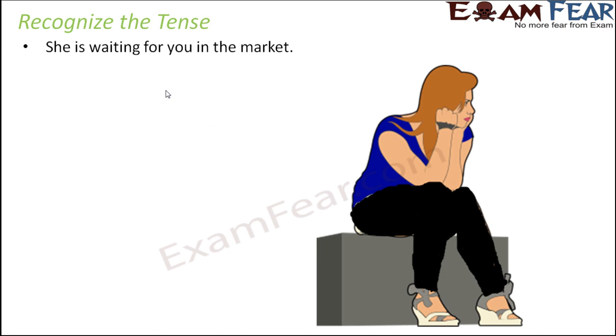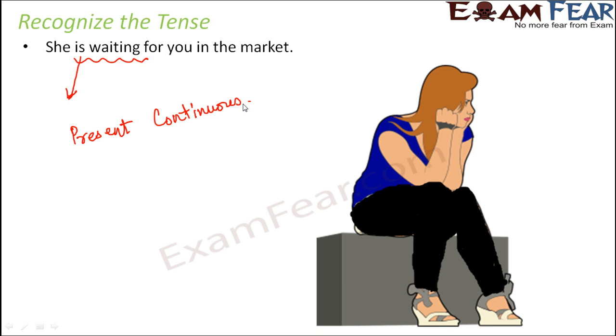Let's move on. She is waiting for you in the market. So in this case, where is the verb? You have is waiting. So do you have the ing verb here? Yes, wait plus ing, waiting. So this has to be either continuous or perfect continuous. Now looking at is, you can say that it is present tense. But which form of present? Either present continuous or present perfect continuous. But for present perfect continuous, it should also have has or have, which is not here. That means this is present continuous.